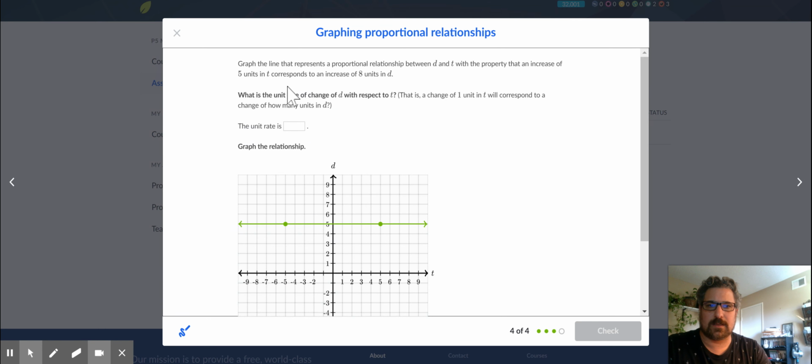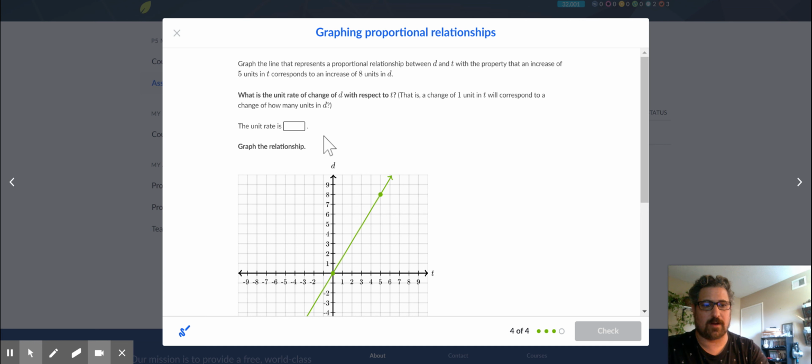And last but not least, this one says that the situation is a relation between D and T, with the property that an increase of 5 units in T corresponds to an increase of 8 units in D. Okay, so 5 units in T corresponds to 8 units in D. So as you increase the x-axis, which is the t-axis in this case, by 5, you're increasing the d-axis by 8. So you're going to go through the ordered pair 5, 8. And the unit rate is going to be the ratio of y over x, which would be 8 over 5. So 8/5 is going to be your unit rate.